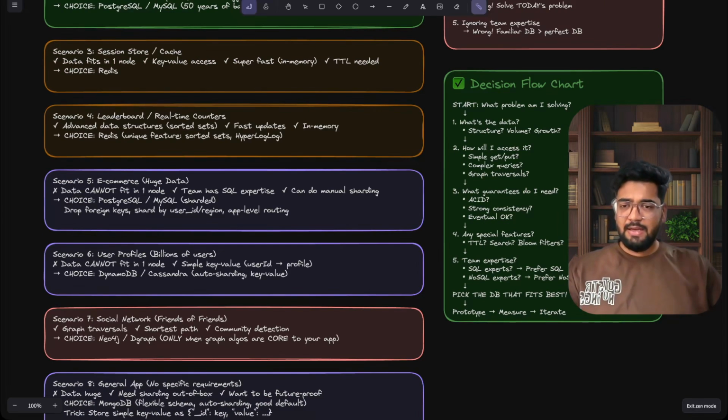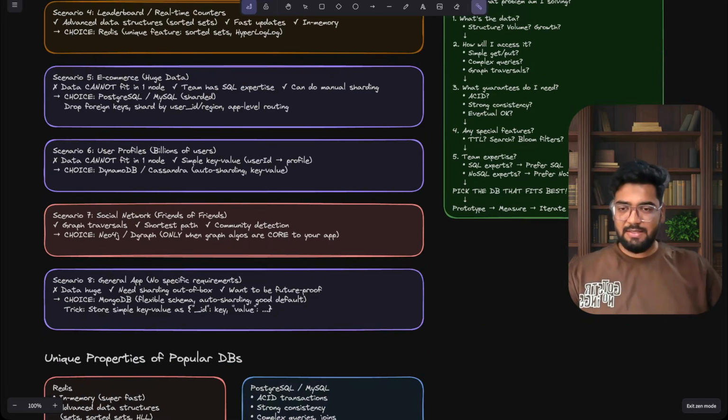Now next, let's understand the leaderboard or the real-time counters. In this, we need some kind of advanced data structures like sorted sets. We need very low latency and the data can fit in our memory. The choice is obviously going to be Redis.